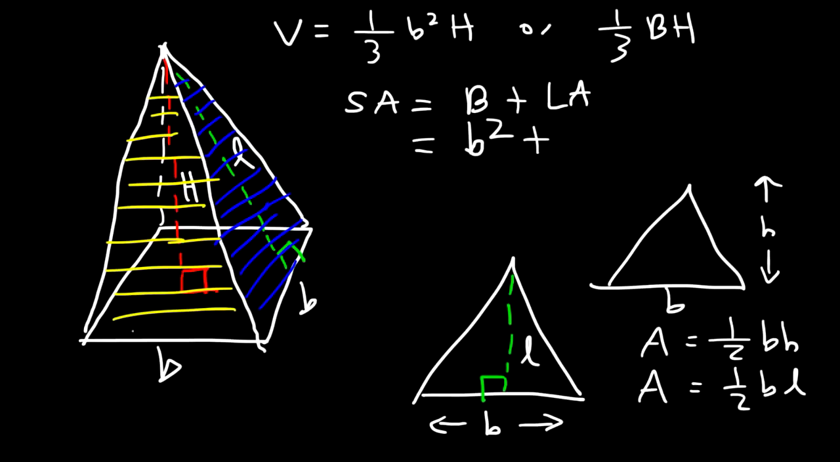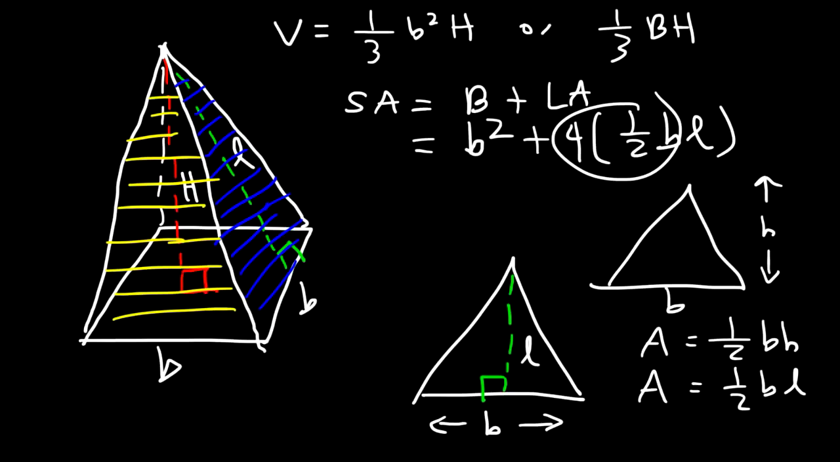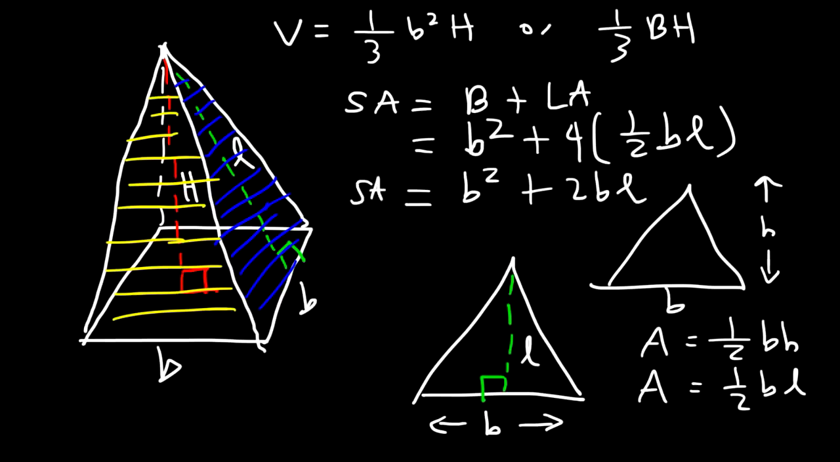Represented by the portion shaded in yellow. So therefore it's going to be 4 times the area of each of those triangles, which is 1/2 b times L. So 4 times 1/2 is 2. So therefore the surface area, you could find it using this equation. It's b squared plus 2bl. So that's the formula I'm going to use to find the surface area of a square base pyramid. It's the area of the base plus the lateral area.